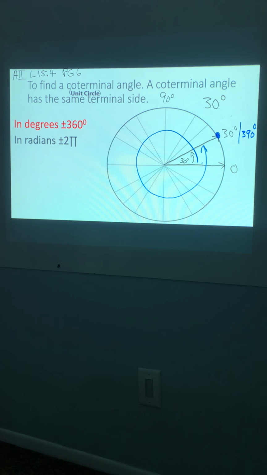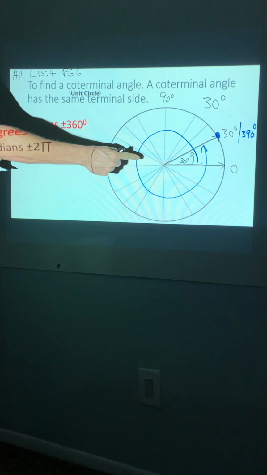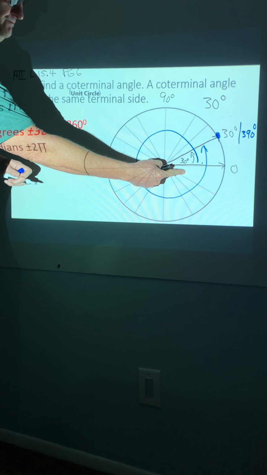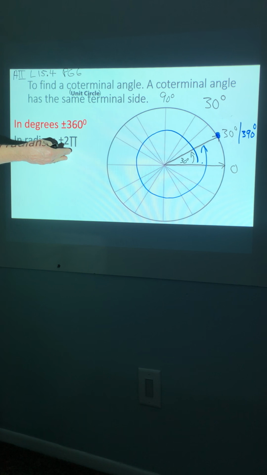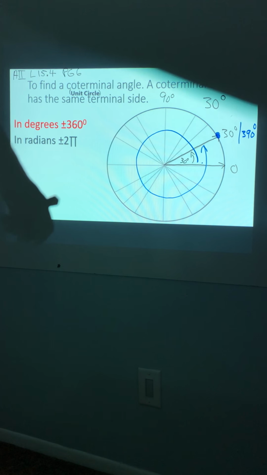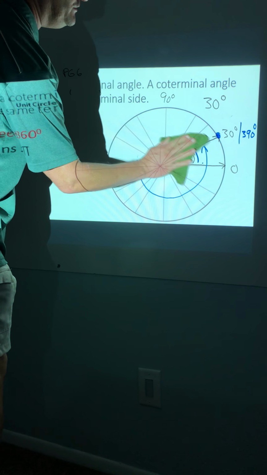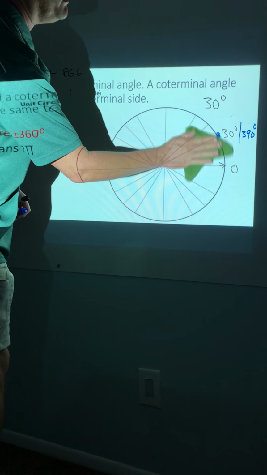If they give it to you in radians, remember the full circumference, because the radius of our circle is 1, is 2 pi. 2 pi is another way of saying I want you to rotate 360. So you're just going to add 2 pi or subtract 2 pi. 2 pi is one whole revolution around the circle. So watch how easy this is. I'm going to give you some angles, and you can tell me the coterminal.